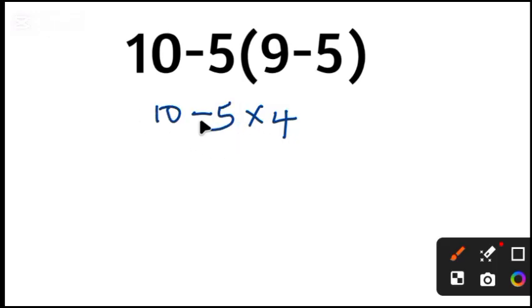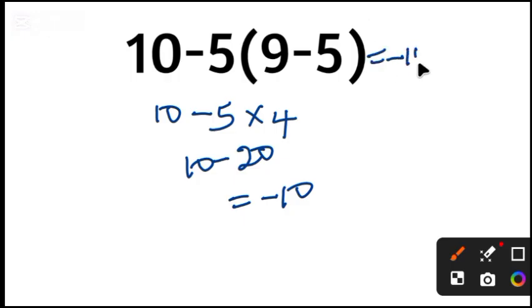Now, subtraction and multiplication. Multiplication has the higher priority. So we do this multiplication first. So we have minus 5 times 4. That will give us minus 20. And then we have 10 here. Then 10 minus 20 will give us minus 10. This is the correct answer. The correct answer is minus 10.